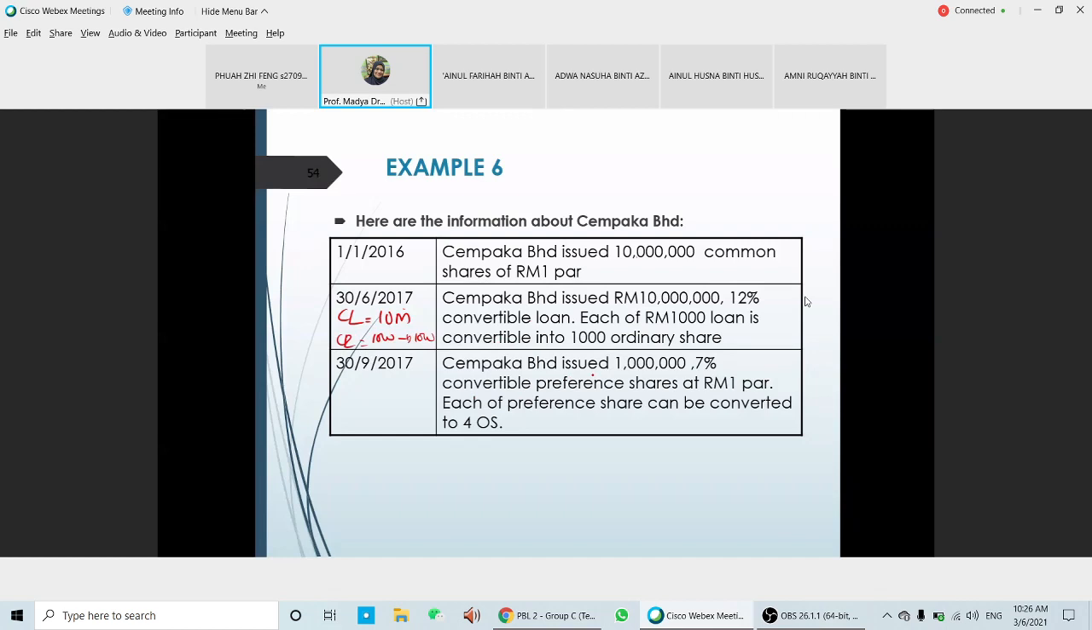Cempaka also issued 1 million 7% convertible preference shares at 1 ringgit par. So the value here is 1 million. Each preference share can be converted to 4 ordinary shares. So 1 to 4. Okay, the issue here is in the year 2017.